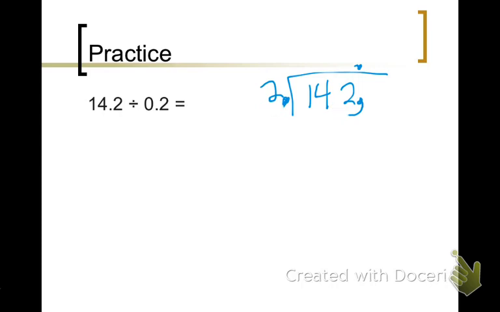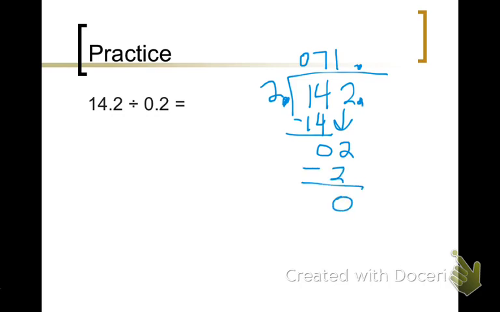Get rid of some of my extra stuff here. So, 2 into 1, it does not work. 2 into 14 is 7. 7 times 2 is 14. Bring down the 2. 2 into 2 is 1. And so my answer for this problem is 71. Notice I did not end up with anything behind my decimal, and that's okay.